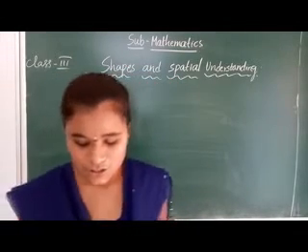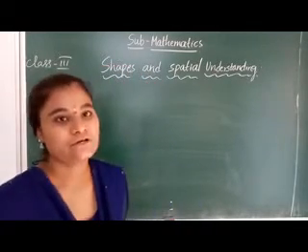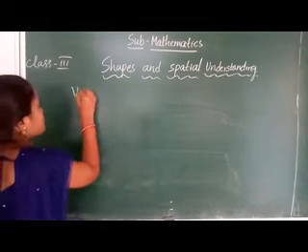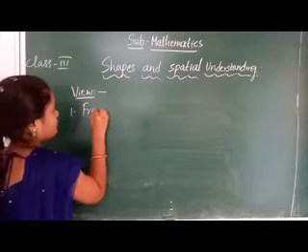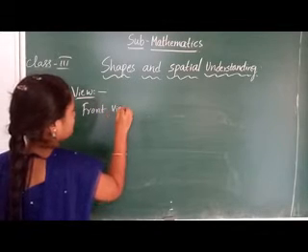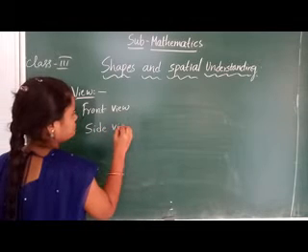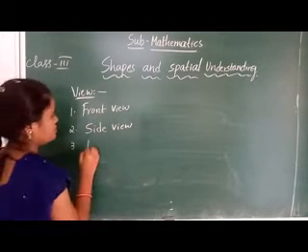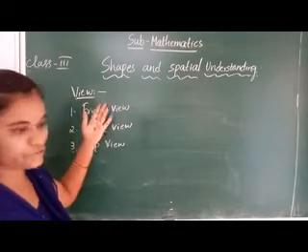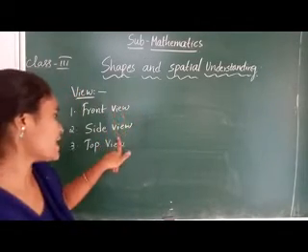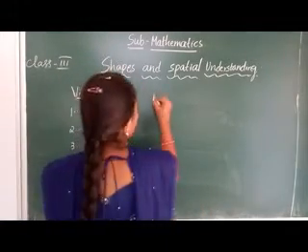Next, see in your course book, page number 14, views. How many types of views are there? Three types. First one is front view. Second one is side view. Third one is top view. See, there are three types of views: front view, side view, top view.